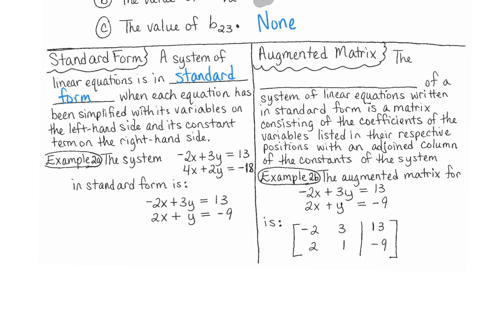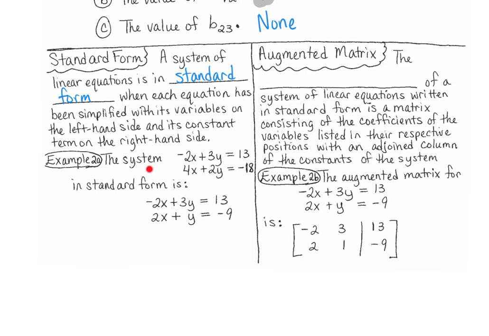Okay, so a system of linear equations is in standard form. The system, right? Do we say the matrix is in standard form? The system of linear equations is in standard form when each equation has been simplified with its variables on the left-hand side and its constant term on the right-hand side of the equal sign. Okay, read it one more time. A system of linear equations is in standard form when each equation has been simplified with its variables on the left-hand side and its constant term on the right-hand side.